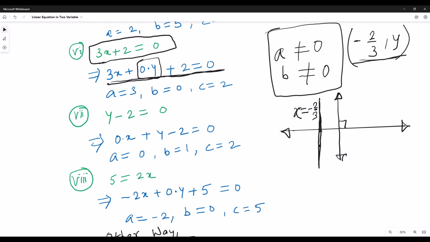Like this, y minus 2 equals 0. So y equals 2. So the solution of this equation is (x, 2). Y has to be 2 and x can be anything. Just try to understand it.